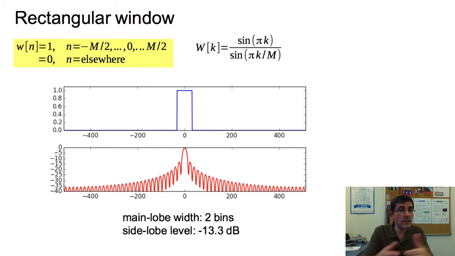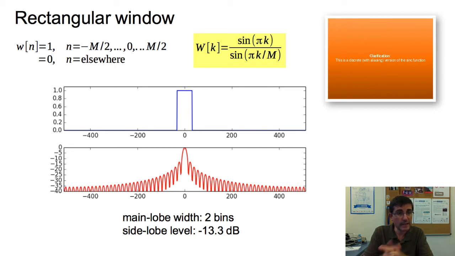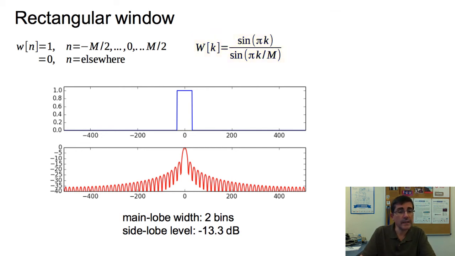The equation shows how it's computed, and the spectrum is what we call a sinc function. It's the sine of pi k, where k is the frequency index, divided by another sine function. If we look at the plots, the magnitude spectrum is the absolute value of this W[k]. So basically it is a sine function with a kind of attenuating function applied to it at the boundaries. So it results in this very characteristic shape that we call the sinc function.